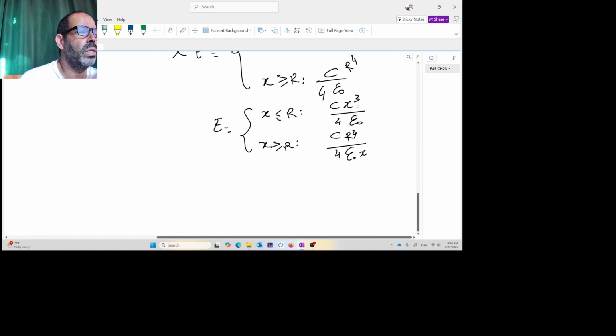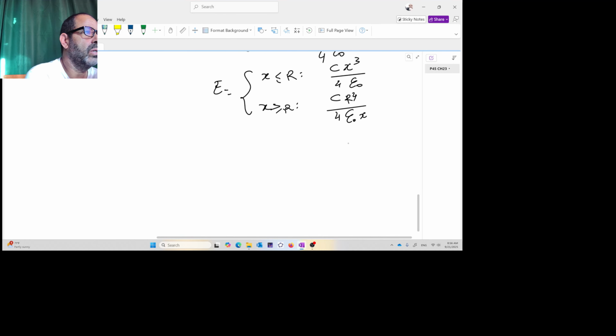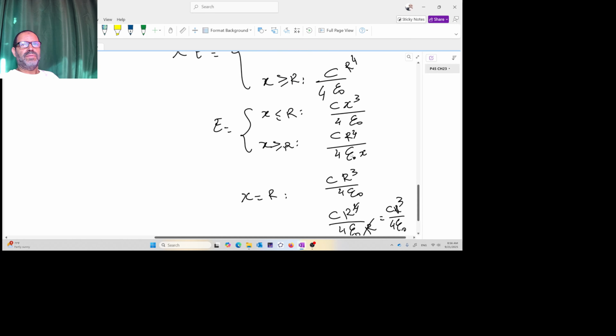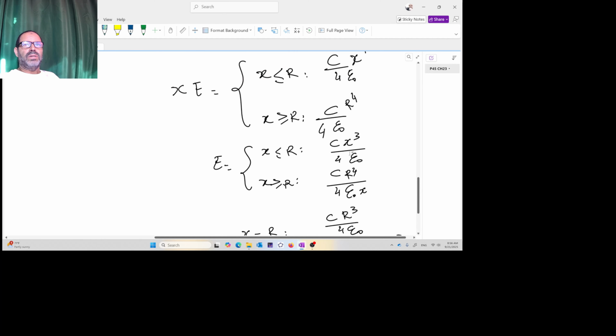Anyway, here it increases as x cubed, and here it drops like 1 over x. What happens when x is equal to r? In either case, it should be the same value. The first one gives me c r cubed divided by 4 epsilon naught. And the second one gives me c r to the power 4 divided by 4 epsilon naught times r. Cancel the r with the r to the 4, and it's equal to the same value as before, c r cubed over 4 epsilon naught. So the point here is that this is a continuous function, albeit it doesn't have a derivative when x equals r. Other than that, this is the value of the electric field.